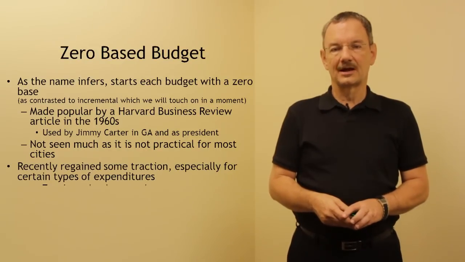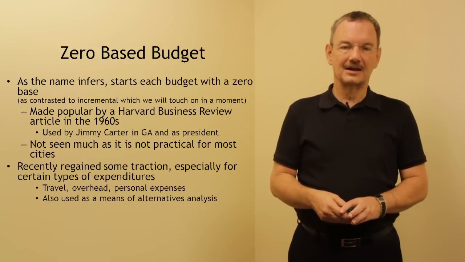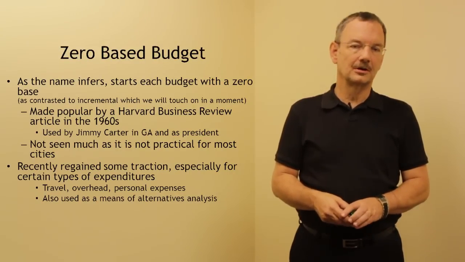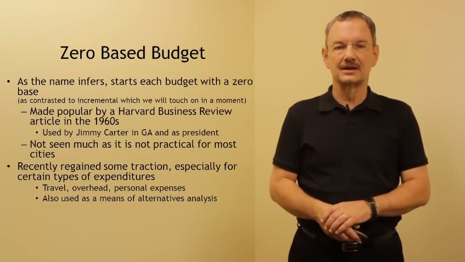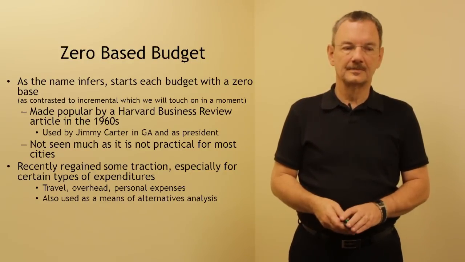What you do see from time to time is a form of zero base, where the zero base is focused on the kinds of expenditures that maybe are subject to a greater degree of scrutiny, say travel costs and things of that nature. Beyond that, you don't see it quite as much.